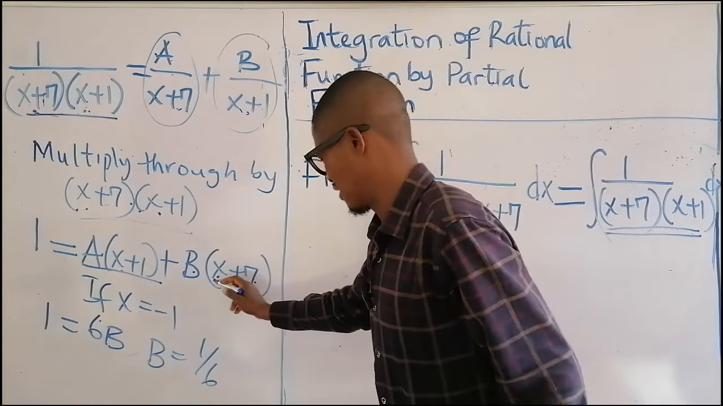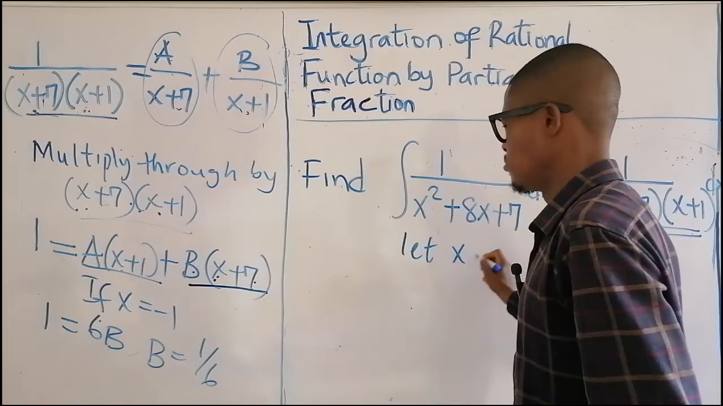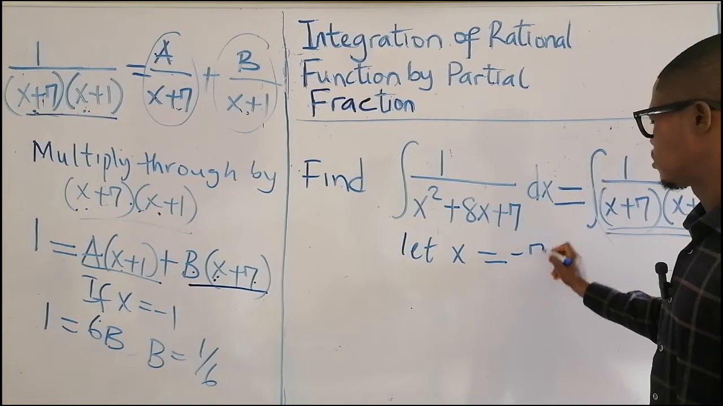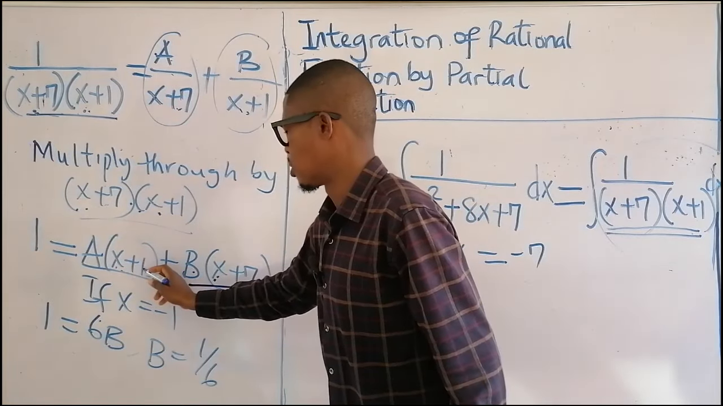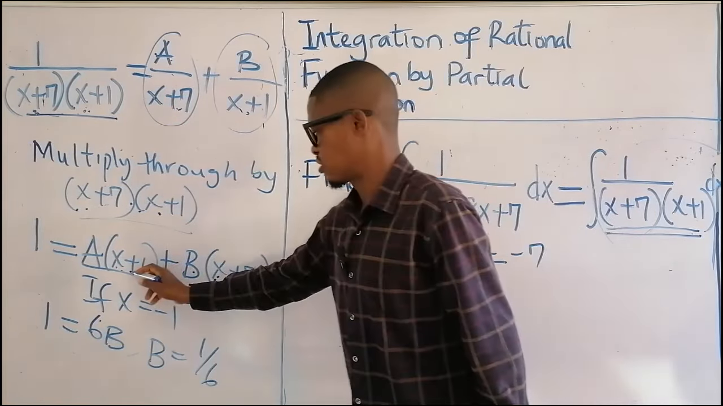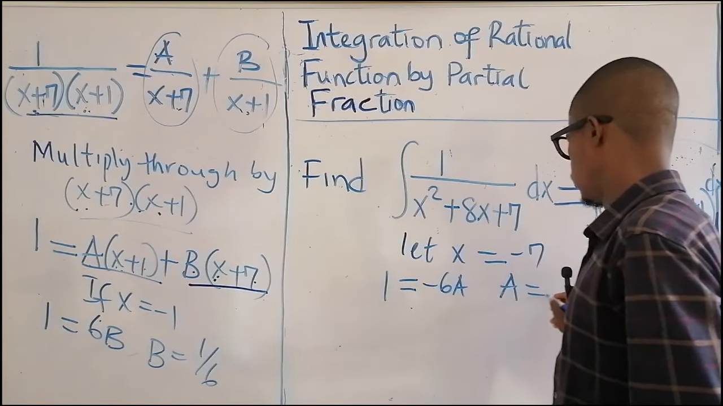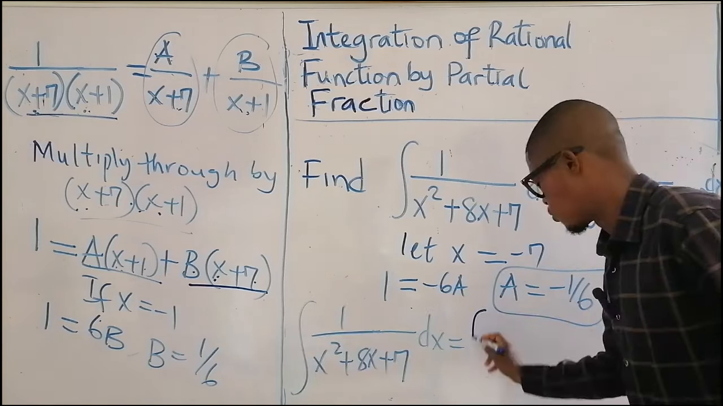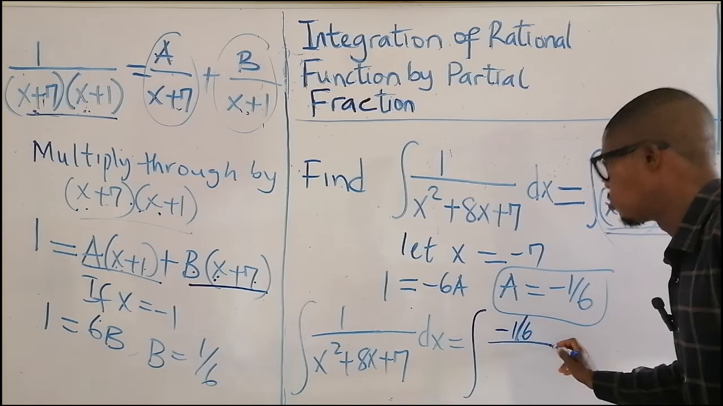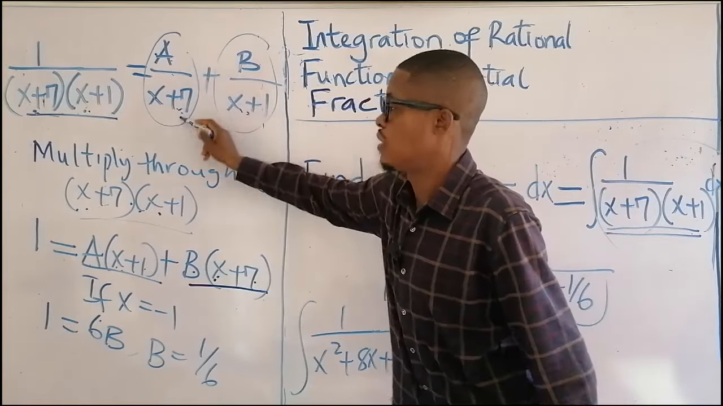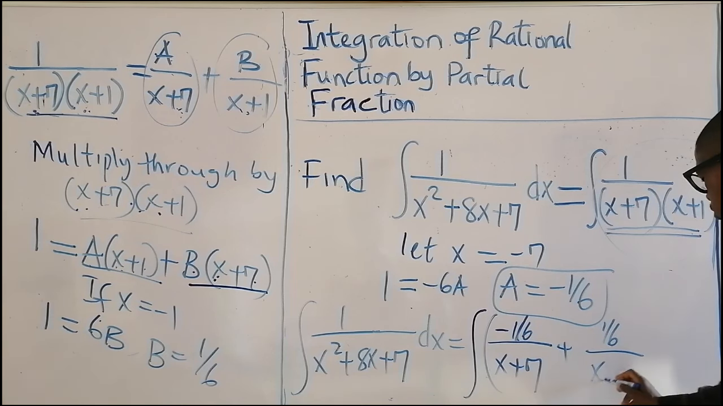Also, if x is minus 7, this expression here will cancel, and we can get A. So let x be equal to minus 7. I have 1 on the left, and I have minus 7 plus 1, that's minus 6, times A. That's minus 6A. So A is equal to minus 1 over 6. So we have A as minus 1 over 6 all over x plus 7, then plus my B, which is 1 over 6 also, all over x plus 1.